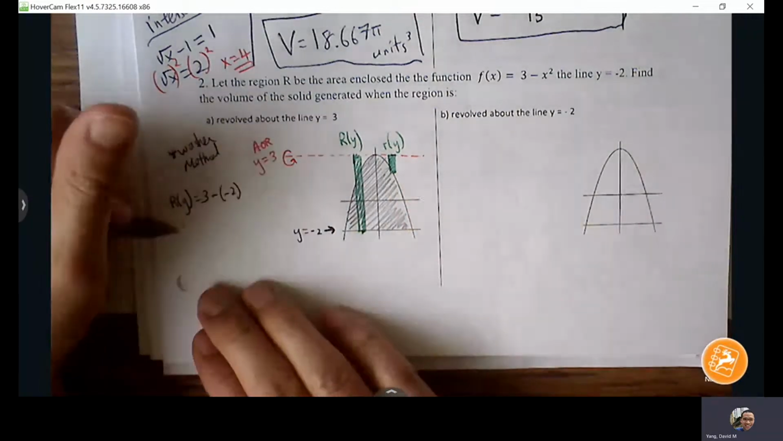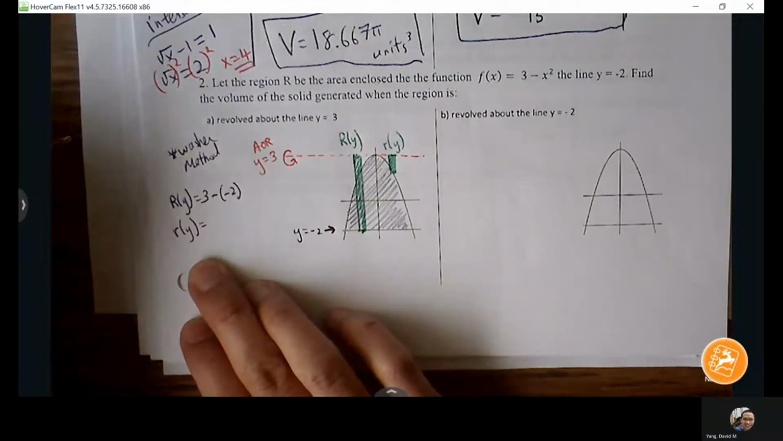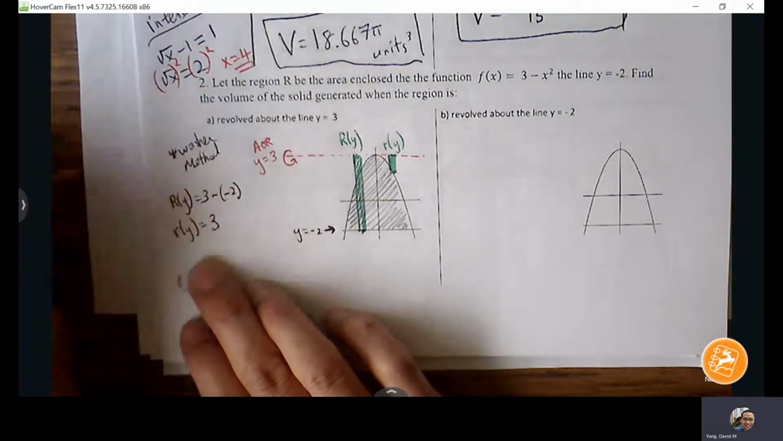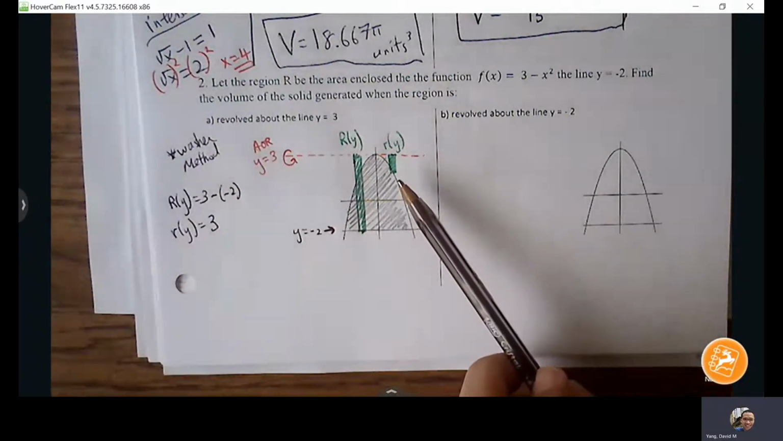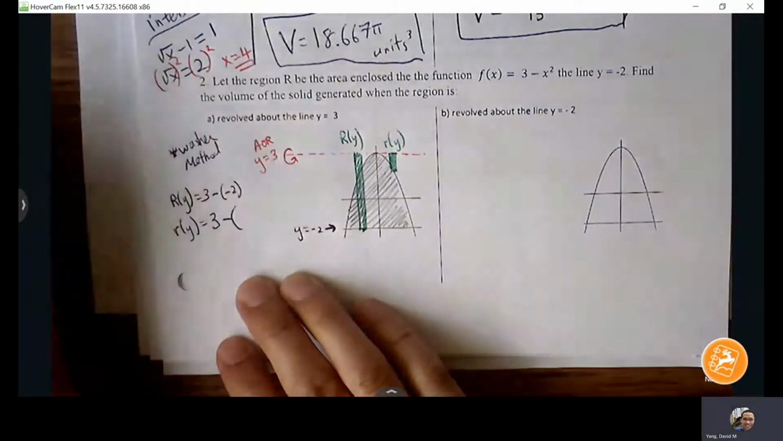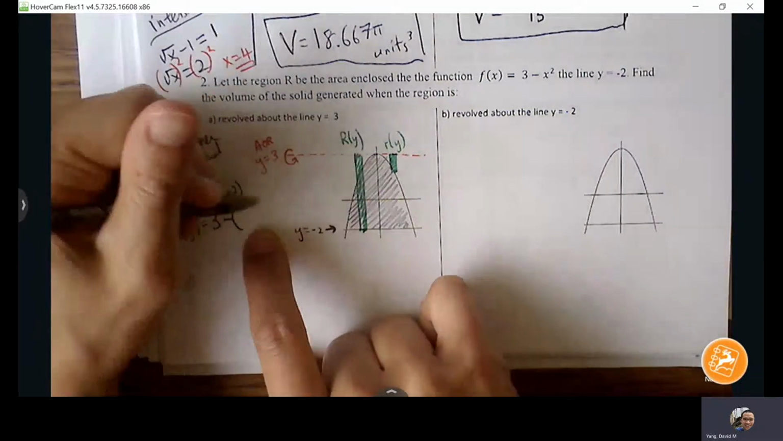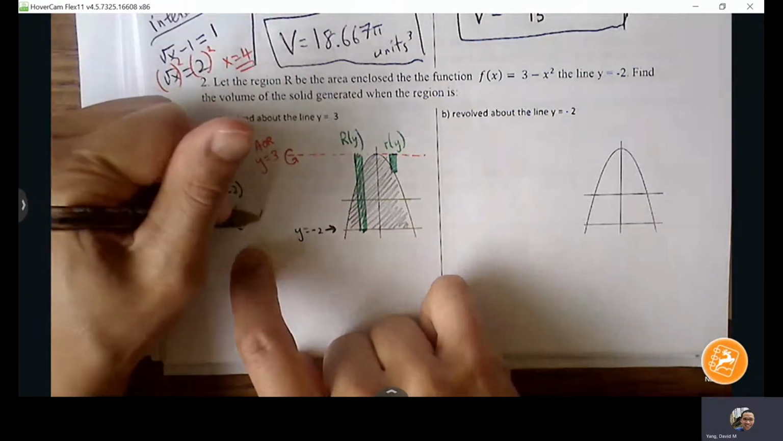Little radius. Top is sitting at 3. But the bottom of little radius is sitting on the curve. So minus parentheses, right? This is important that we protect the bottom function with a set of parentheses so the negative doesn't forget to distribute through.